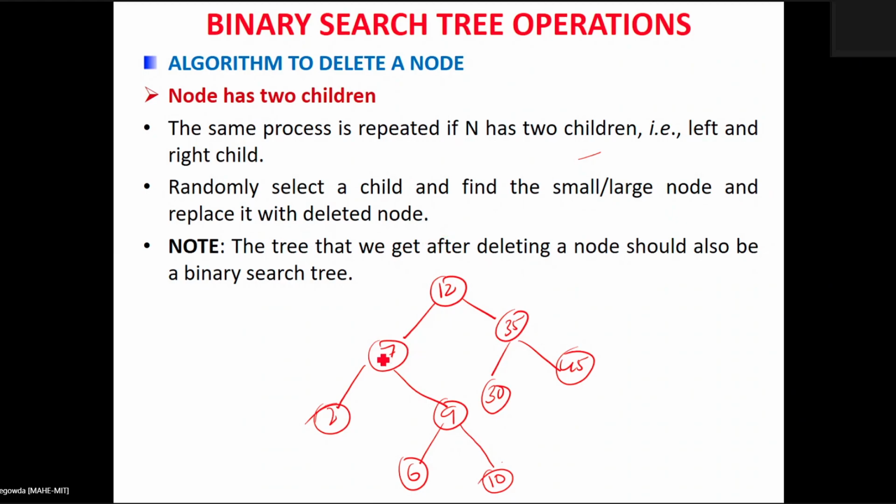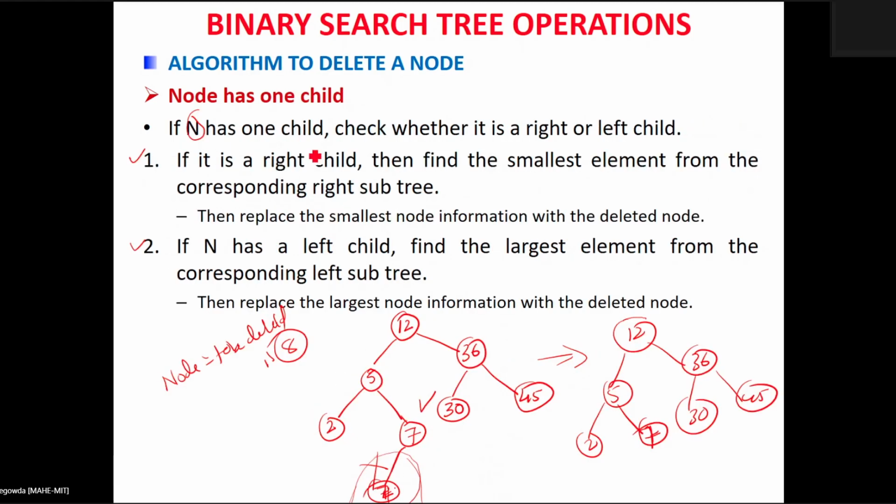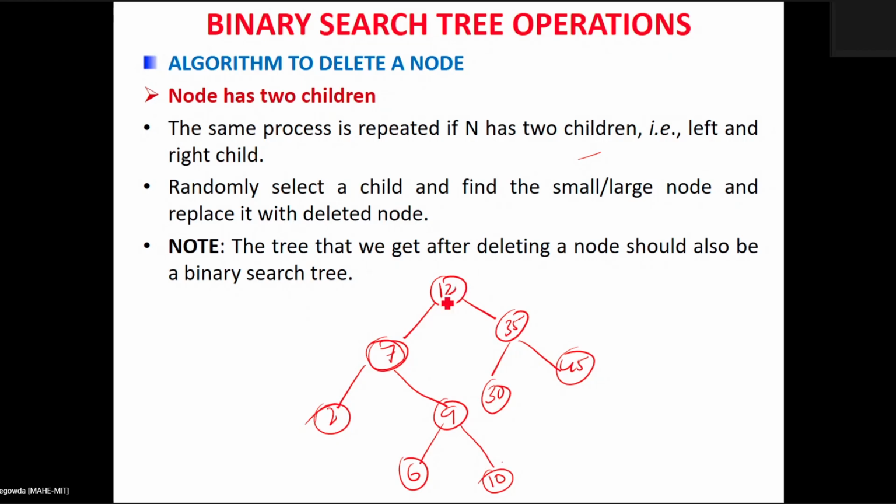Say for example, I wanted to delete the node 7 here. What we did for the single-child case was: if the right child is present, we find the node with the smallest value; if the left child is present, we find the largest value. The same procedure we are going to use here. We arrive at the 7, which is to be deleted.